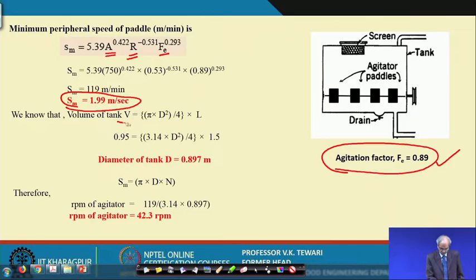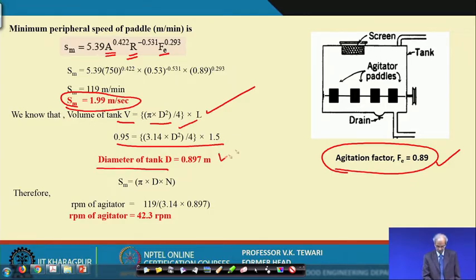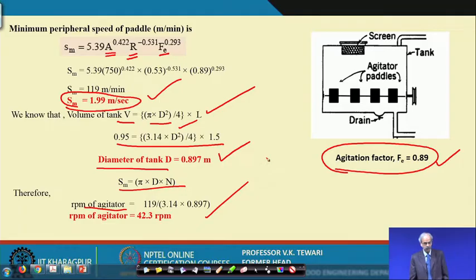So, the volume of the tank V is pi d square by 4 into L, simple. This is known to you, so you can get the diameter of the tank. Sm then is pi dn. You know the pi dn, and Sm is already given to you here. So, you should be in a position to know what should be the revolutions per minute. Simply, you get the revolutions per minute here.